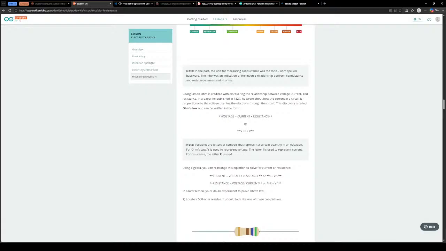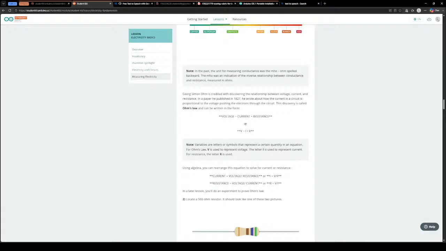This discovery is called Ohm's law and can be written in the form voltage equals current times resistance, or V equals I R. Variables are letters or symbols that represent a certain quantity in an equation.